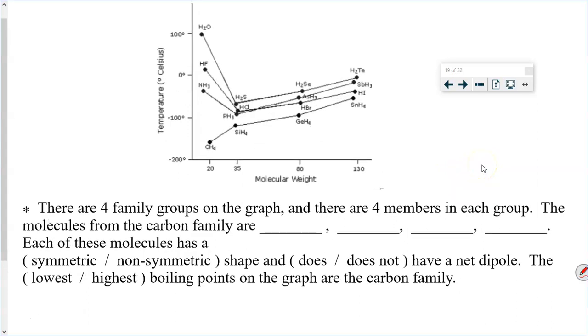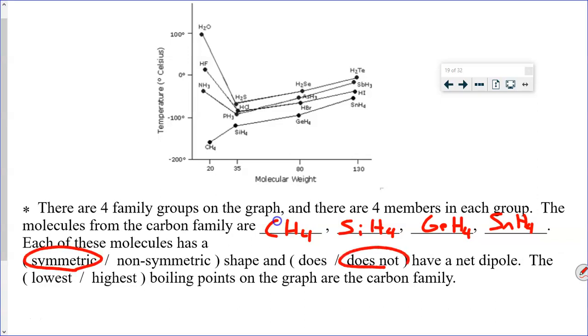All right, so there's four family groups on the graph like I've been talking about for a little while now, and there's four members in each of these groups represented on the graph. The molecules of the carbon family are CH4, SiH4, GeH4, and SnH4. Each of these molecules has a symmetric or symmetrical shape and does not have a net dipole. And then therefore they have the lowest boiling points on the graph.